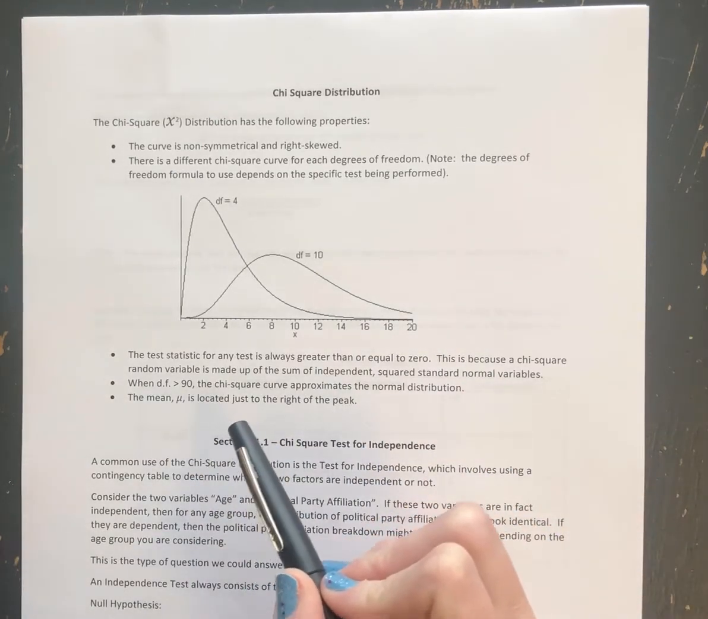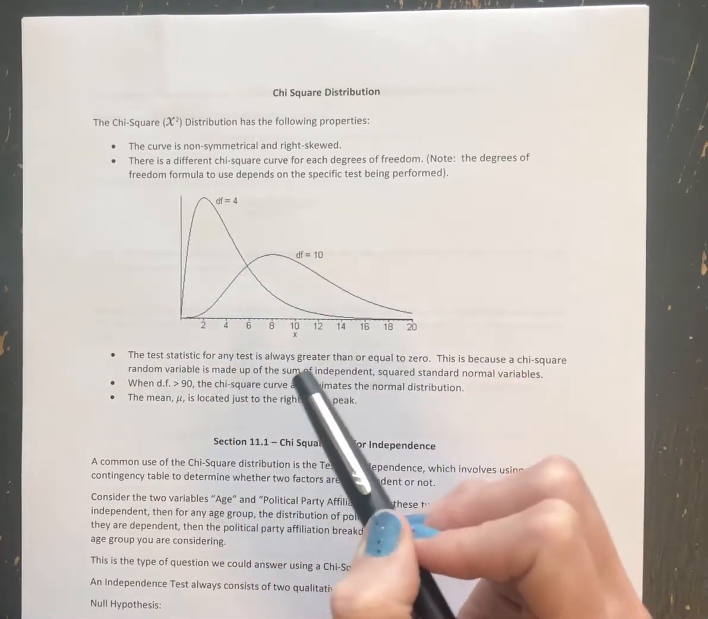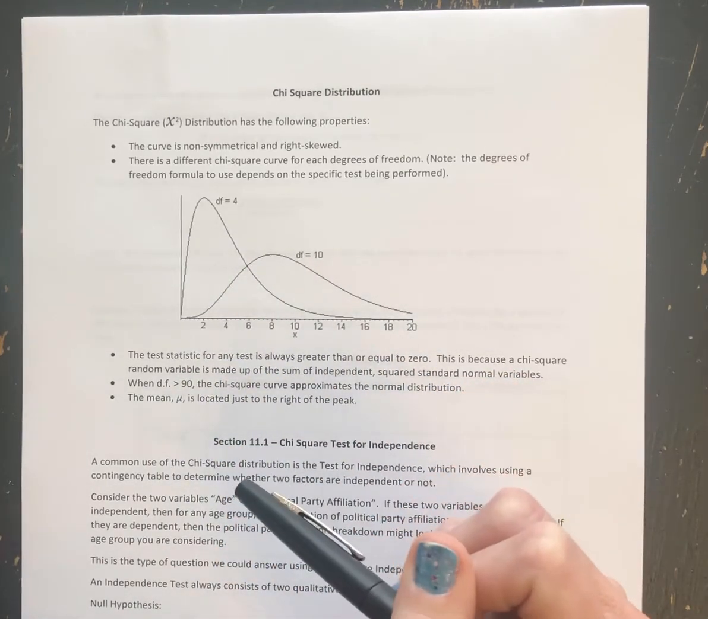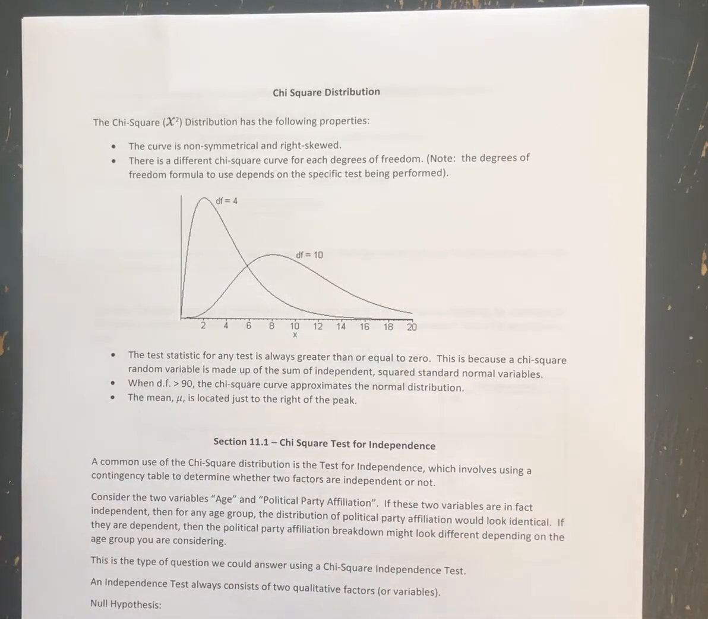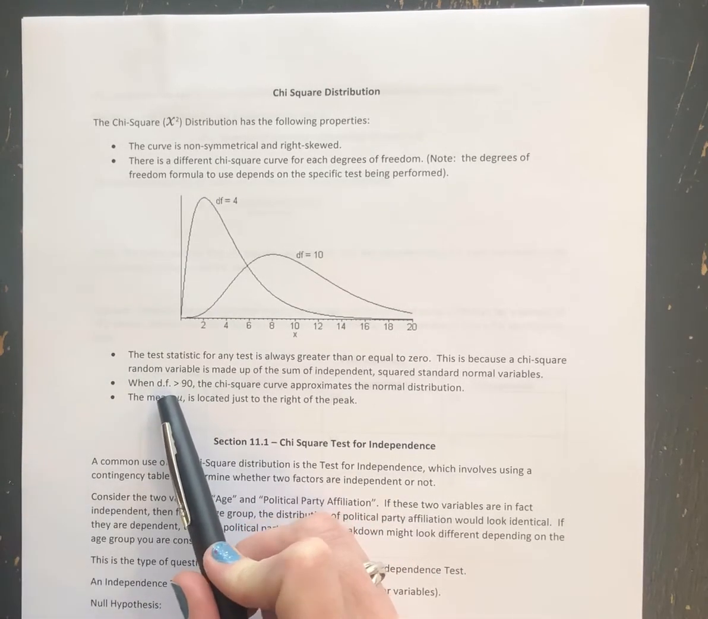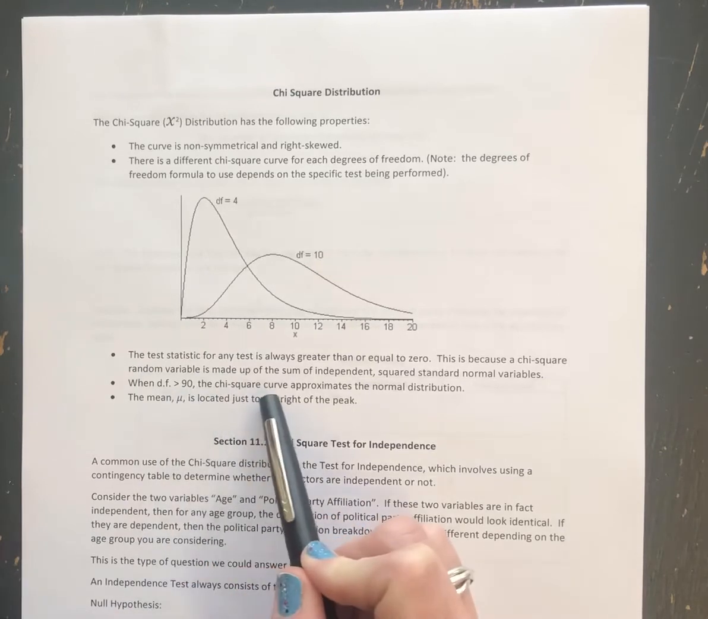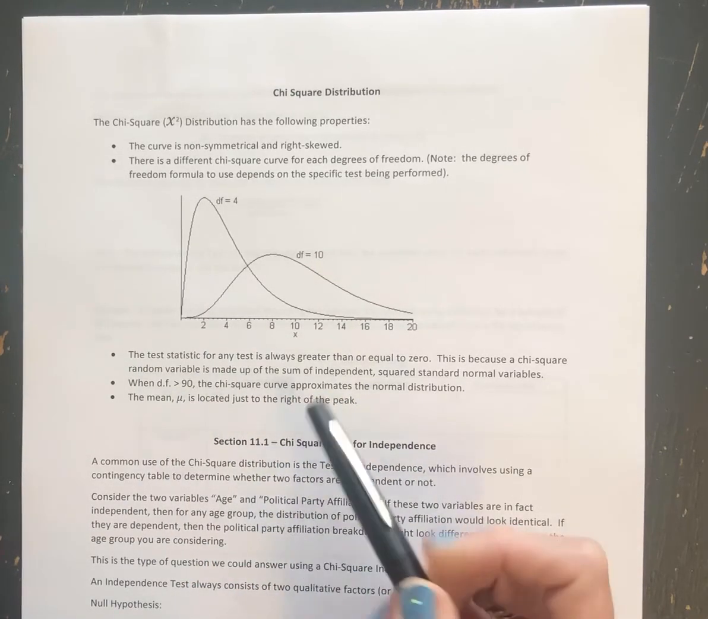So as our degrees of freedom increase, our chi-square distribution starts to approximate the normal distribution, or get closer and closer to that normal bell shape. And in fact, you can see down here in this bullet that when the degrees of freedom is greater than 90, that chi-squared curve very closely approximates the normal distribution.